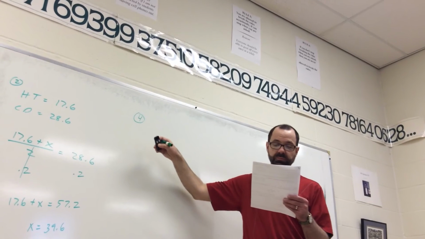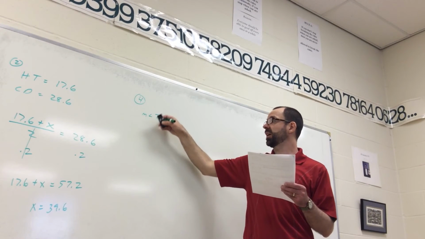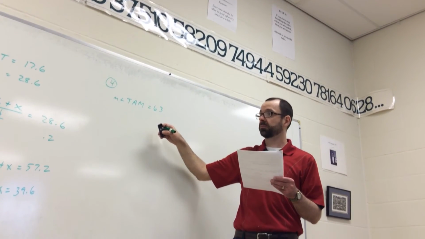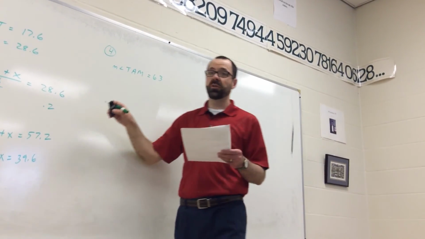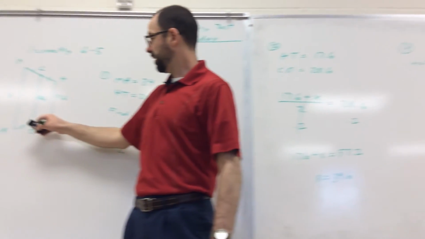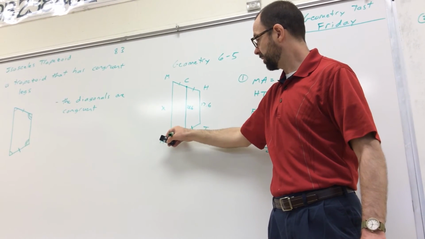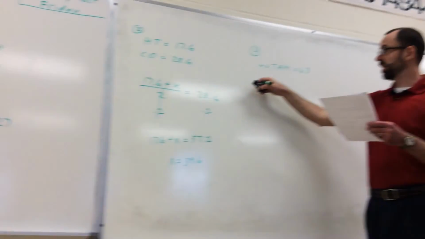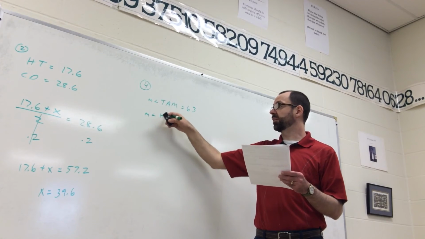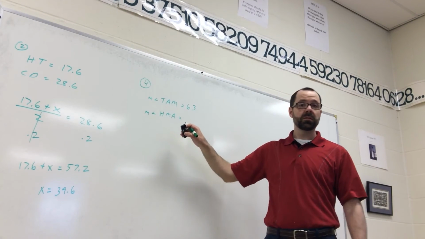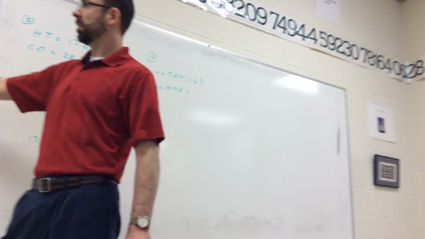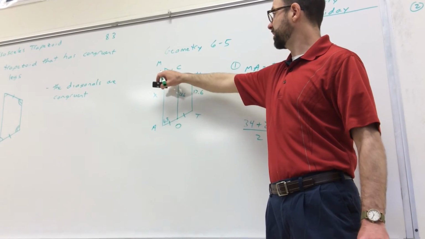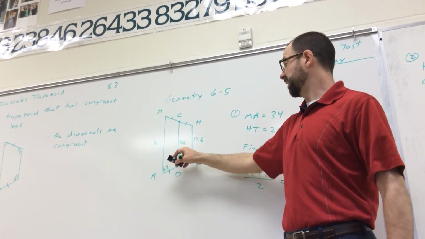And number 4 says the measure of angle TAM is 63. So over here in our picture, T to A to M is 63. And then they want to know what is the measure of angle HMA. So HMA is, that's this angle here. So how big is it?